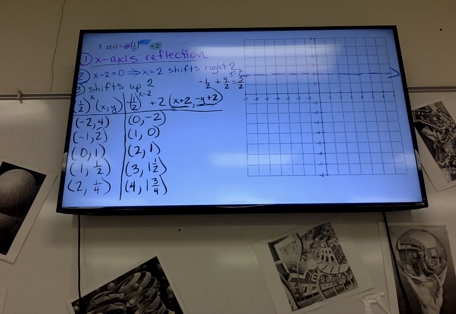Okay, we're going to graph these new ones. So (0, -2), (1, 0), (2, 1), (3, 1.5), and (4, 1 3/4). Growth through decay. It's growth. It's going up. Yeah.